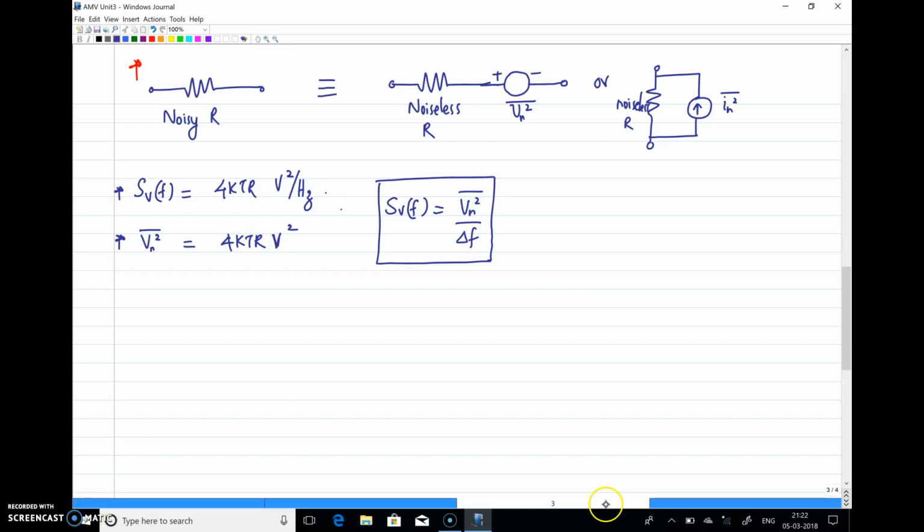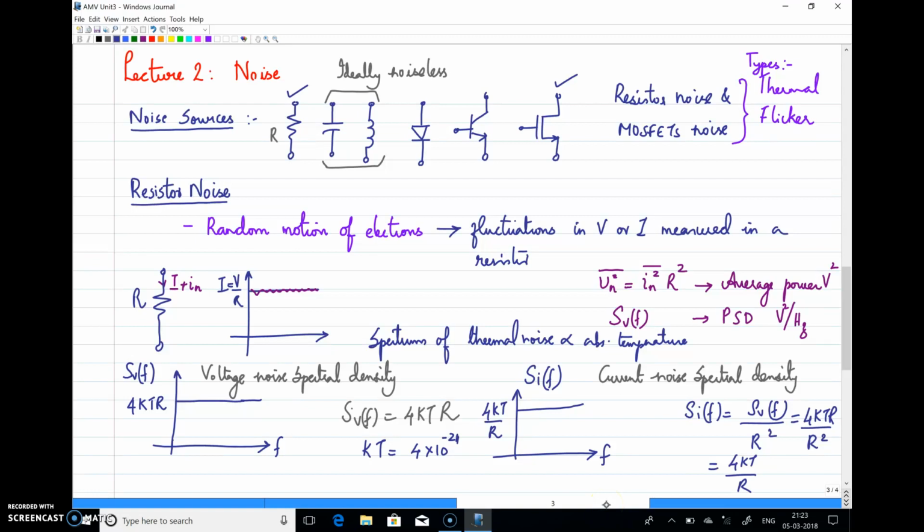We discussed the different sources of noise: resistors and semiconductor devices, such as diodes and transistors, are the major sources of noise, and our discussion is mainly on resistors and MOSFETs. In this lecture we have seen resistor noise. It is due to the random motion of electrons, and this random motion leads to fluctuations in the voltage or current measured in a resistor. With the same resistor R, the current is supposed to be V by R, but we have an additional noisy component which is In.